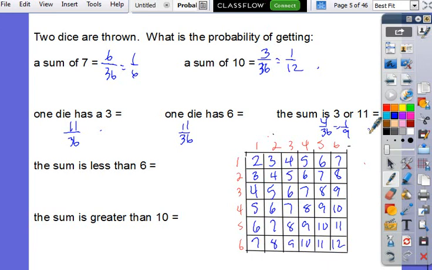The sum is less than 6. That's just taking, so I'm going to count up the ones that are less than 6. That right there. So there's 4, 5, 6, 7, 8, 9, 10. The sum is greater than 10. I'm going to add up the ones that are greater than 10. So that's the 11 and the 12, which would give me a total of 3 out of 36, or 1/12.